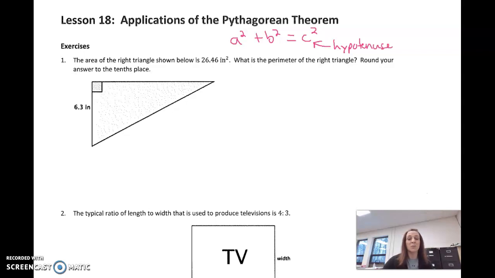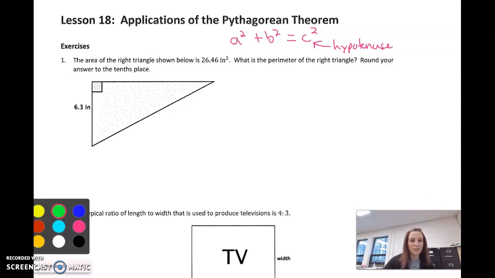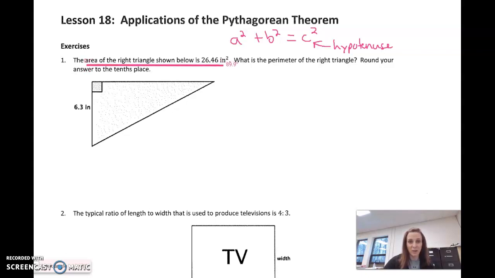Looking at this example, the area of a right triangle is shown below, and it is 26.46 square inches. It's looking for the perimeter. Perimeter, remember, is the distance around it. So honestly, it seems like we do not have enough information. But we're talking about area here, and it's a right triangle. So if I think area, maybe think Pythagorean Theorem, maybe we can come up with something.